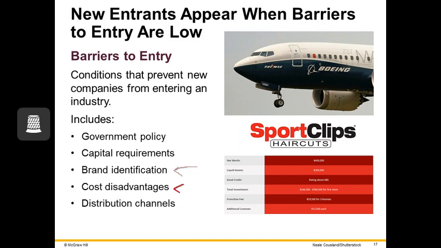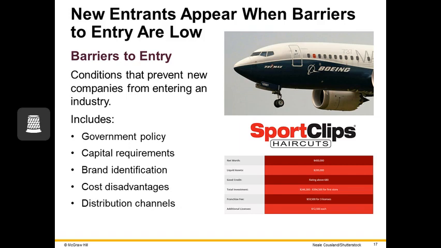Think about cost disadvantages. Companies like Walmart, Target, Home Depot, Lowe's, they have incredible buying power, right? So if you want to get into one of their markets, how are you going to compete with them price wise when they have that incredible buying power that's going to help them get low costs on their products?